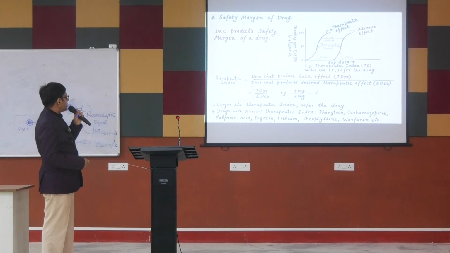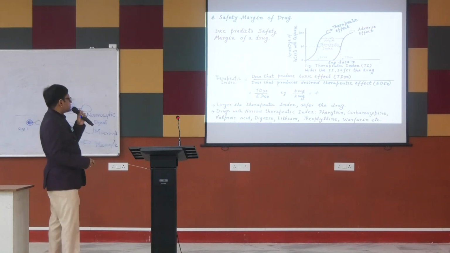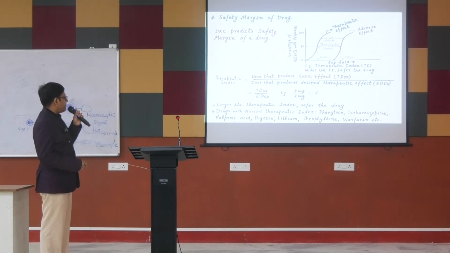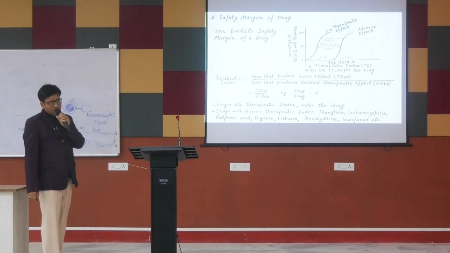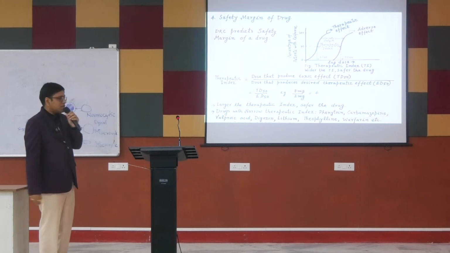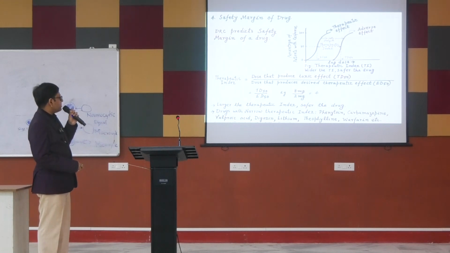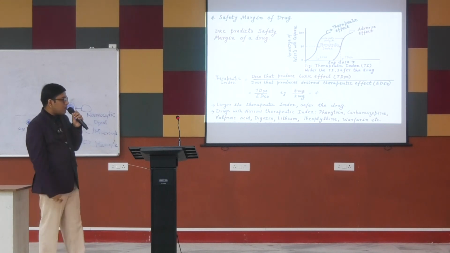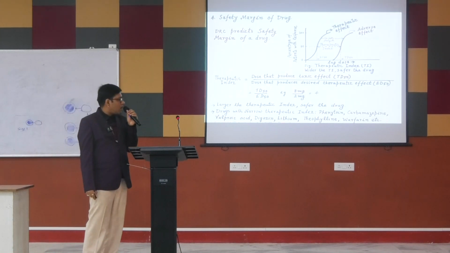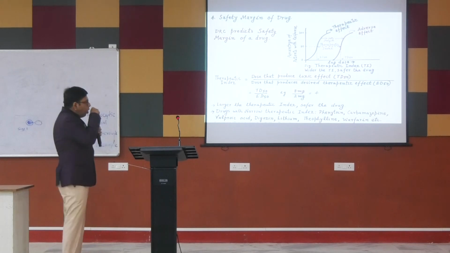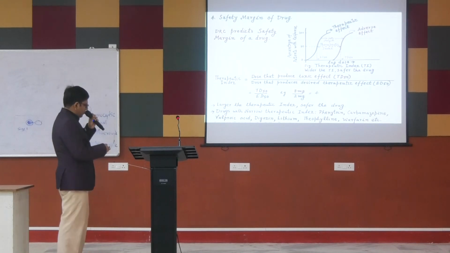And examples of drugs with narrow therapeutic index, this will be asked in the viva. These are examples of some unsafe drugs: phenytoin, carbamazepine, they are all anticonvulsants, valproic acid, digoxin, lithium, theophylline, warfarin. You have to remember these examples.